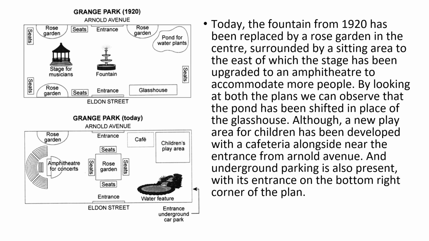Now we move on to the second sentence: to the east of which the stage has been upgraded to an amphitheater to accommodate more people. To the east of which, this is quite confusing. I think what the writer is trying to say is just to the east, the stage. So just cross out of which. Make sure you get your grammar correct as well.